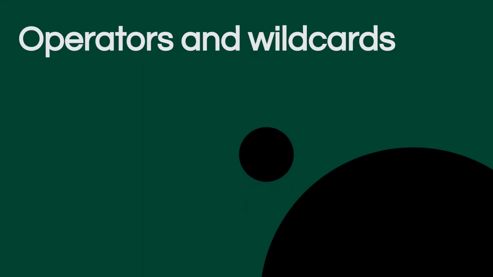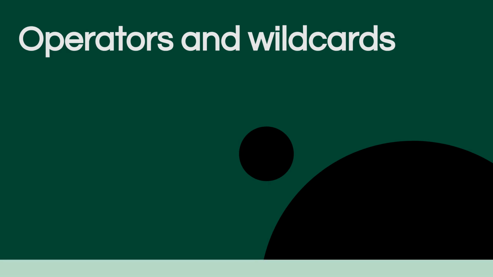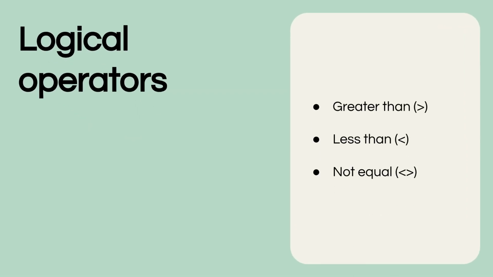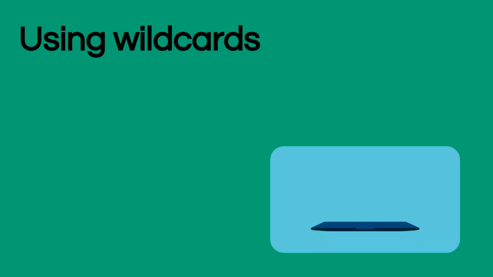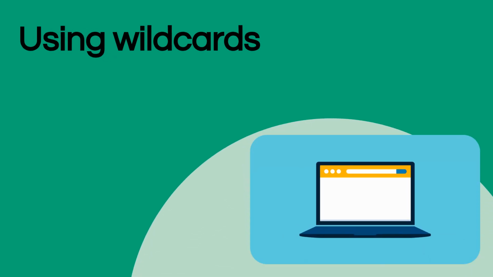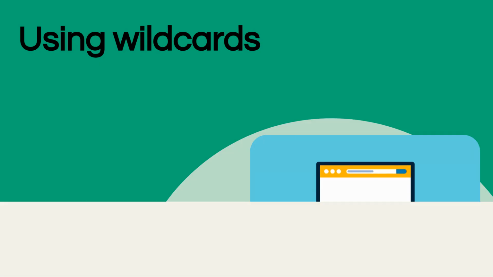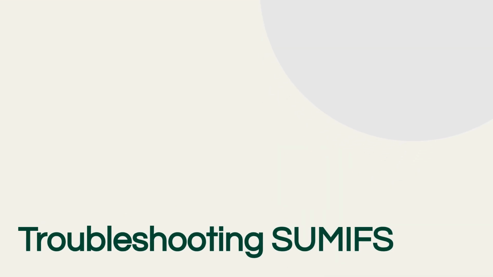Let's explore how to use logical operators and wildcards to create dynamic and flexible criteria. You can use operators like greater than, less than, and not equal to find values that fall within a certain numeric range or don't match a specific value. Wildcards like the asterisk or question mark allow for partial matches when your criteria is text-based, making your searches much broader. Even experienced users encounter issues.